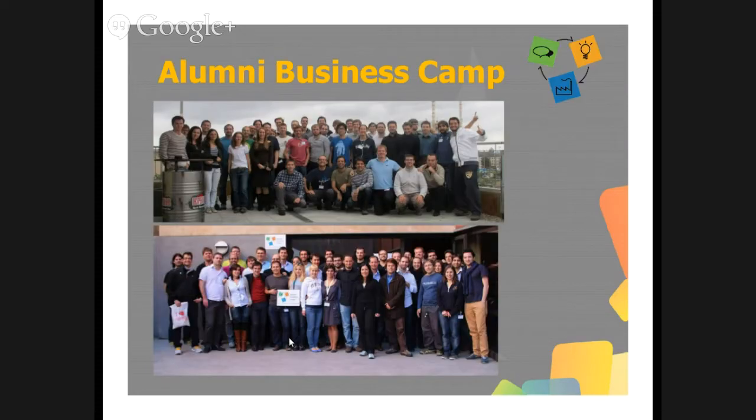So about Alumni Business Camp, basically, as the name suggests, it's a camp of 2-3 days where a bunch of alumni meet to discuss business. Basically, the people that go there have the desire of starting a company, so they want to be entrepreneurs or they are entrepreneurs. And for that extended weekend, they meet, discuss different topics about entrepreneurship, exchange ideas, and try to develop further what they're doing.